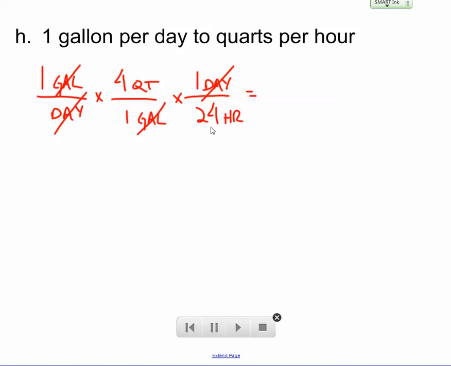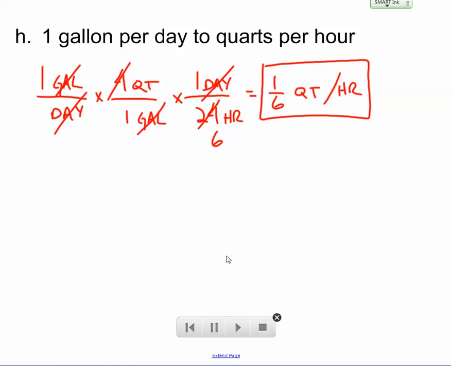So 1 times 4 divided by 24. 4 divided by 24, that's a fraction. So how about we just do 4 into 24 6 times. So it's 1/6 of a quart per hour. Okay, so the rules of simplifying fractions still apply here. Multiplying fractions too. 4 goes into 24 6 times, so it's 1/6 of a quart per hour.